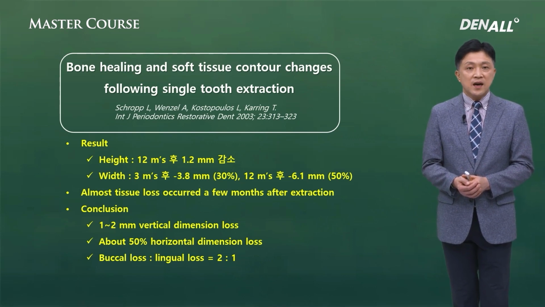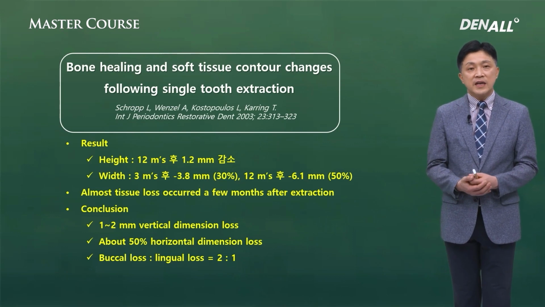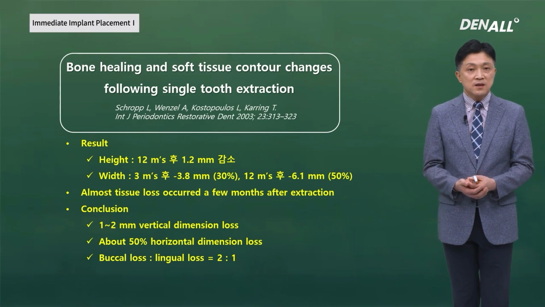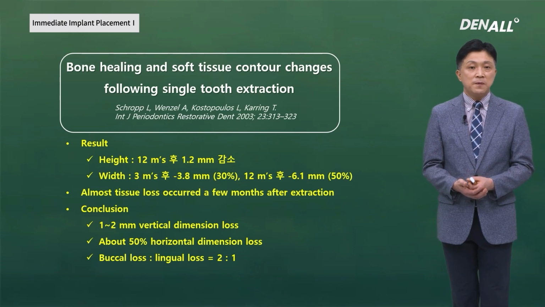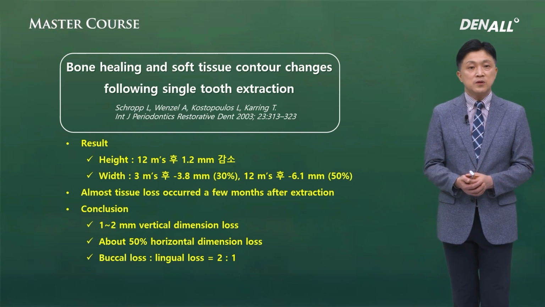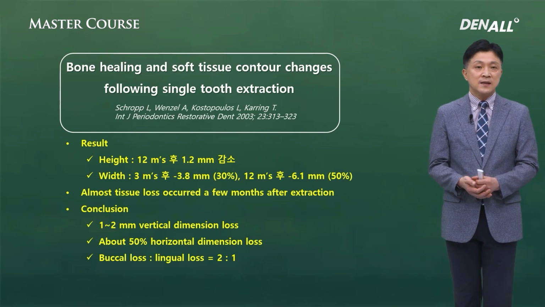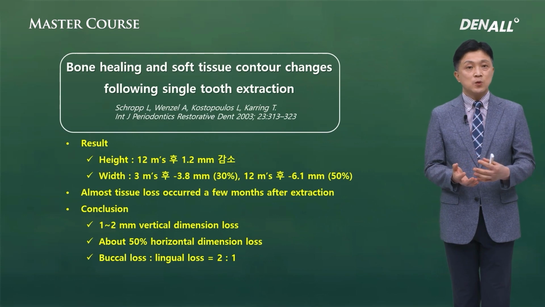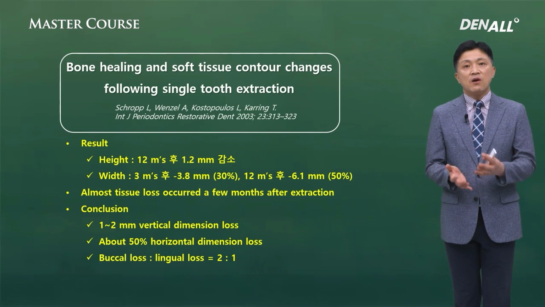According to Schwab, most of the tissue loss occurs within a couple of months since extraction. The conclusion is that 1.2 millimeters of vertical loss occurs and 50% of horizontal dimension loss occurs. Regarding the ratio between buccal and lingual sides, loss occurs 2 times more on the buccal side. Why does such tissue loss occur after extraction? Why does soft tissue loss occur around the alveolar bone?